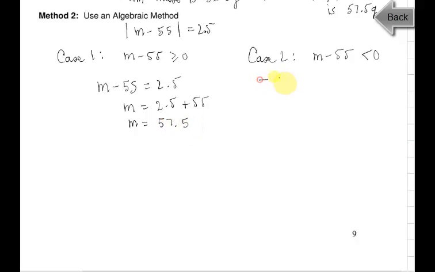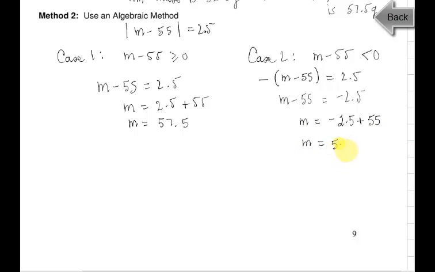Okay, case 2 is the negative version of that. The negative of (m minus 55) is equal to 2.5. Divide both sides of the equation by -1. That gives us m minus 55 equals negative 2.5. And solve for m. And we get that m is equal to negative 2.5 plus 55. So m is equal to 52.5.